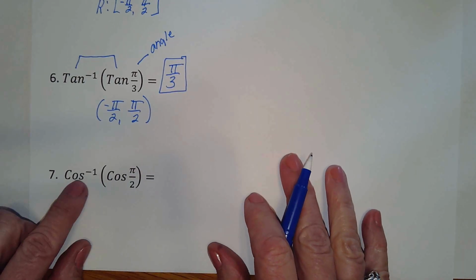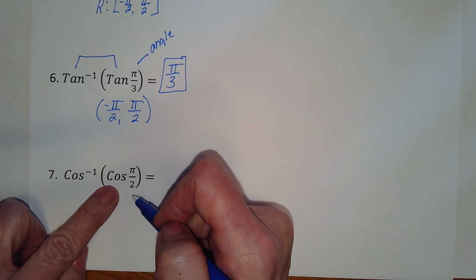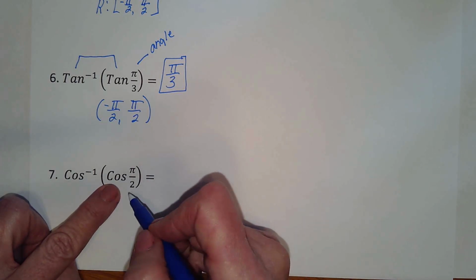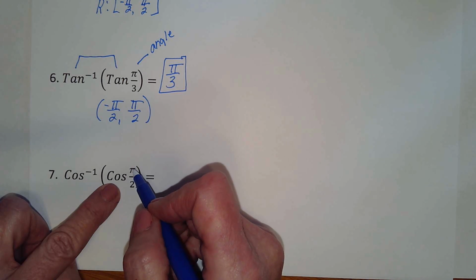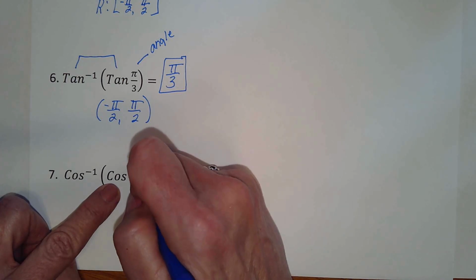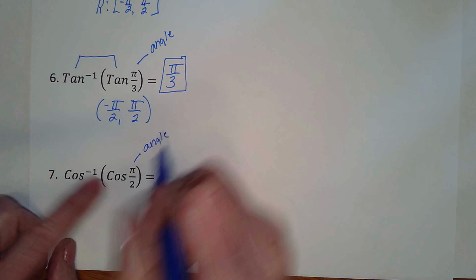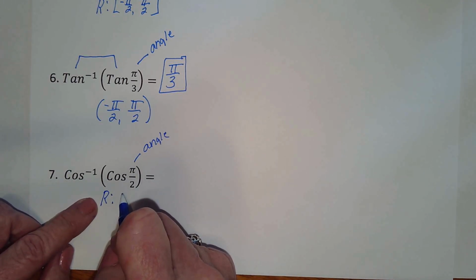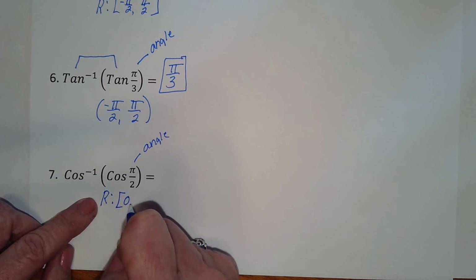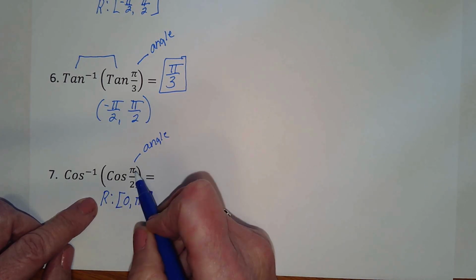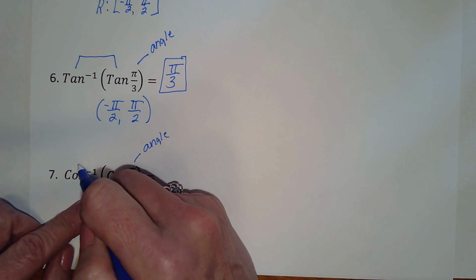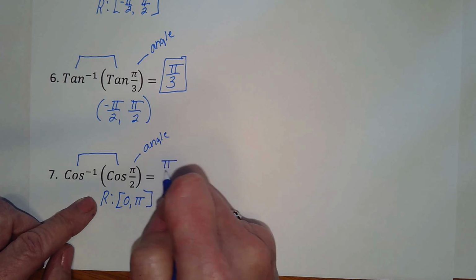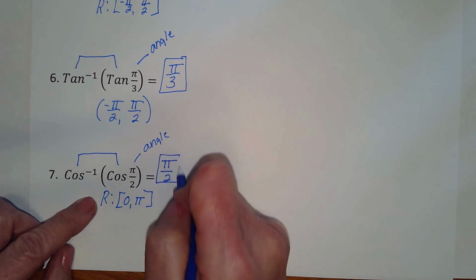Next, I have cosine inverse of cosine π/2. I have my inverse function as my outer function. As my inner function, I have cosine π/2. This is an angle, so it must fall within my range restriction, which is 0 to pi. π/2 does fall within that restriction. Therefore, cosine inverse and cosine undo each other because they're inverses, and I'm left with π/2.